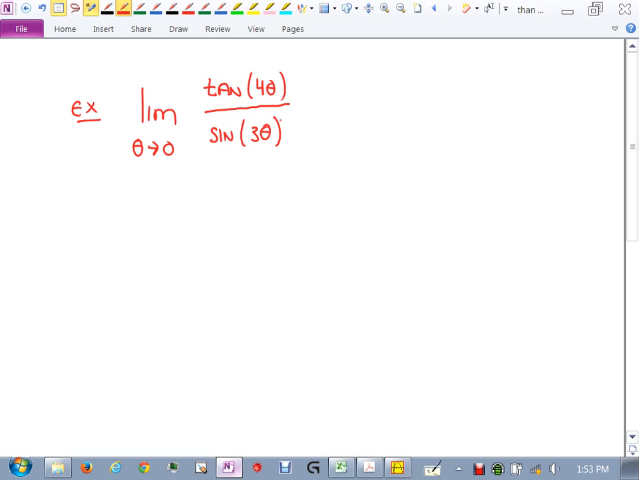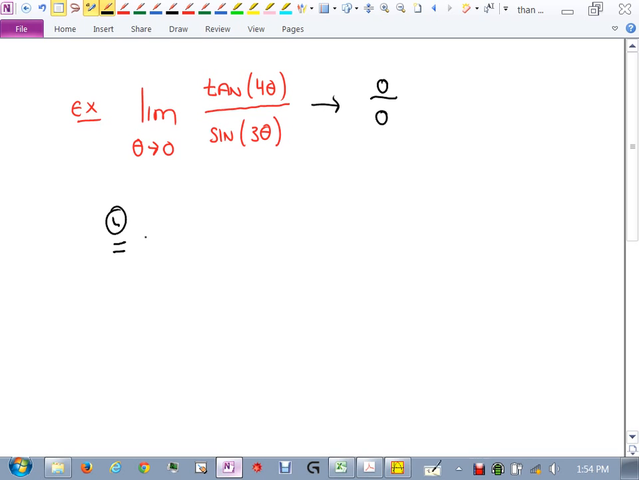We had to peel it apart, rewrite tangent 4 theta as sine 4 theta over cosine 4 theta, and then peel it all apart and try to make one of them go to 1 using that special limit, and make things appear and move them around. Do y'all remember all that? Okay. But really now, if we just use direct substitution, we do get 0 over 0. Tangent of 0 is 0, sine of 0 is 0. So you can apply L'Hopital's rule to this.